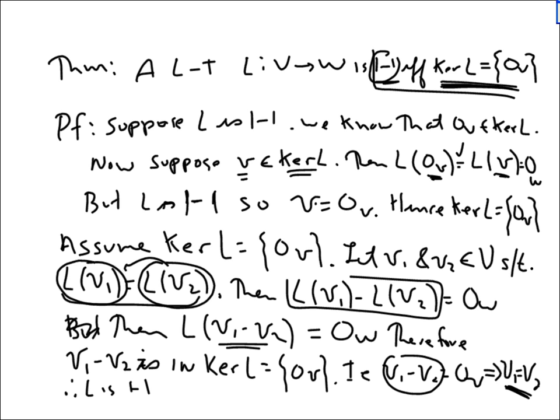So I started off with the kernel of L just being the 0 vector, and I'm concluding that L is 1 to 1. Those are the same two statements. If a linear transformation is 1 to 1, then the kernel is the 0 vector. If the kernel of a linear transformation is just the 0 vector, then that linear transformation L is 1 to 1. They go hand in hand. You don't have one without the other. They're the same exact statement.